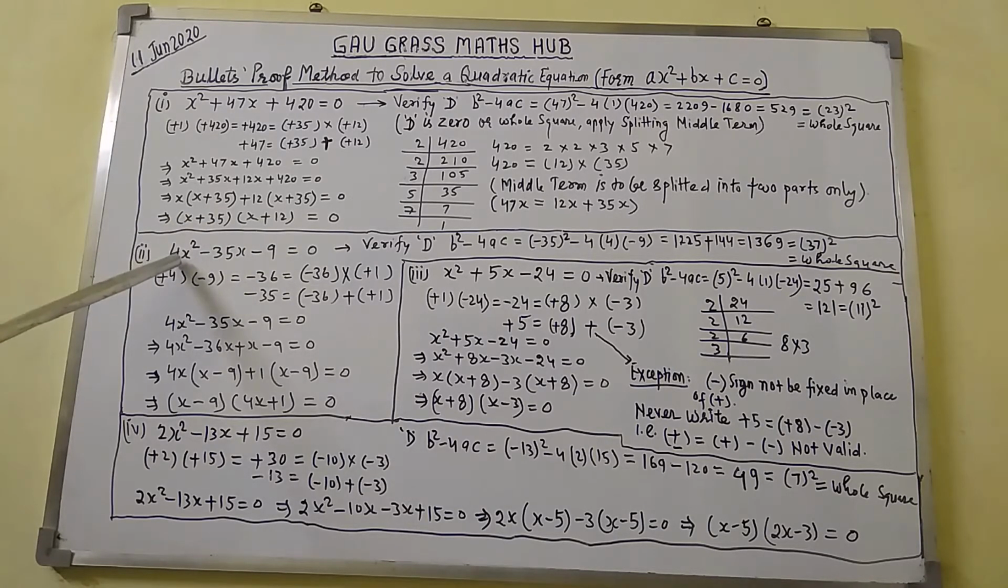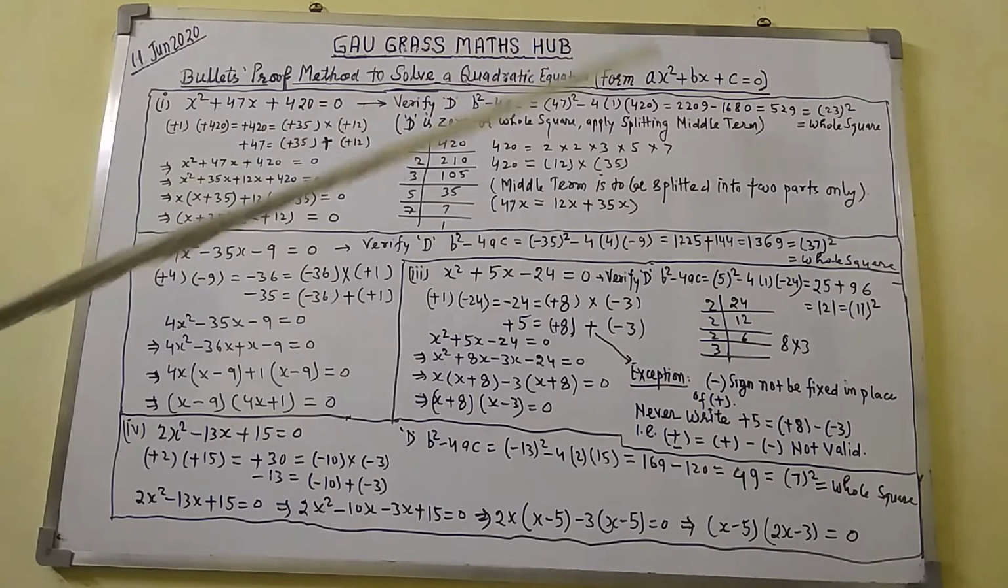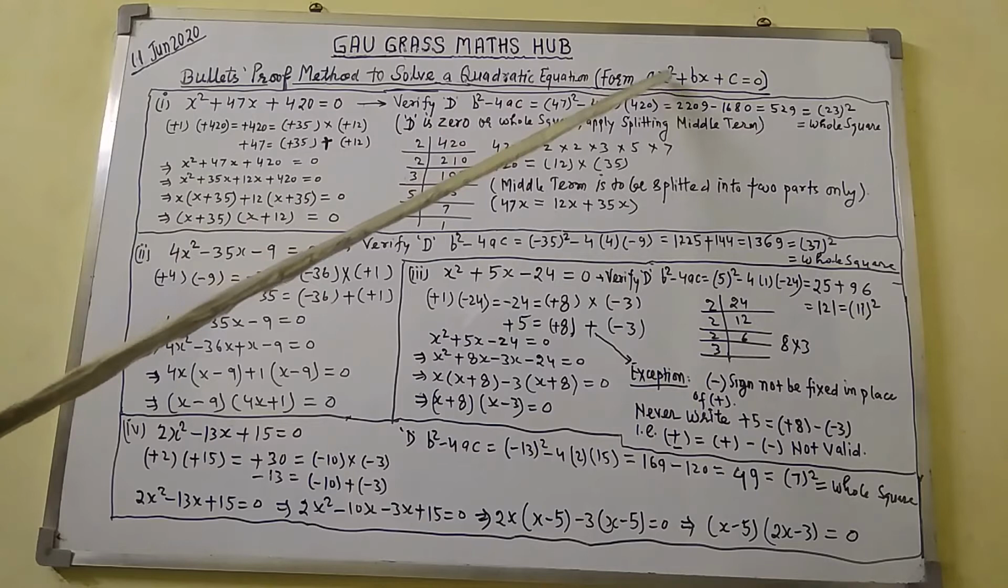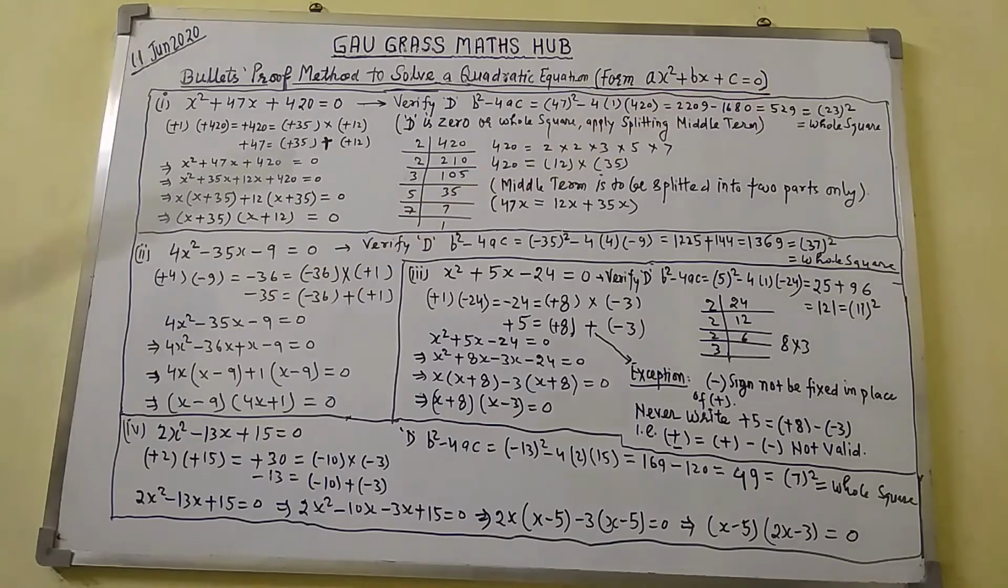Now I shall come to the second question. The second question is: 4x square minus 35x minus 9 equal to 0. The same question you can see in the form of the quadratic equation ax square plus bx plus c equal to 0. In this case, the coefficient of x square is 4, the coefficient of x is minus 35, and the constant value is minus 9.